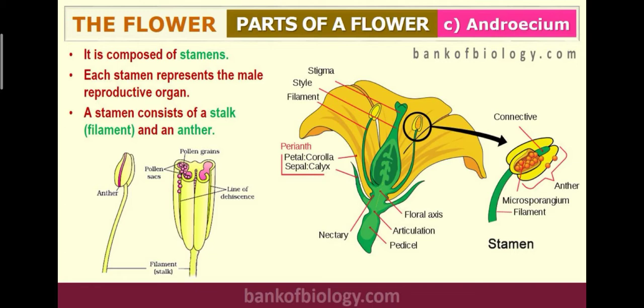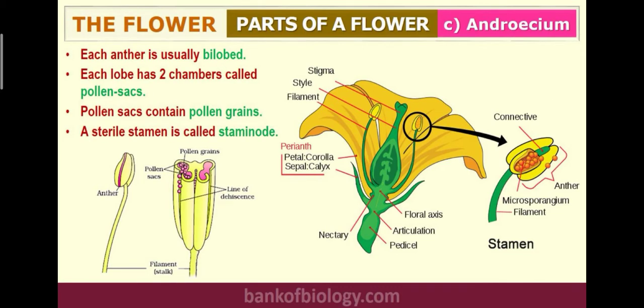Each stamen represents the male reproductive organ. A stamen consists of a stalk or filament and an anther. In the anther, the pollen grains are present. Each anther is usually bilobed. वो bilobed होता है. देखो anther का diagram देखोगे तो bilobed है. Two lobes are present in each anther.